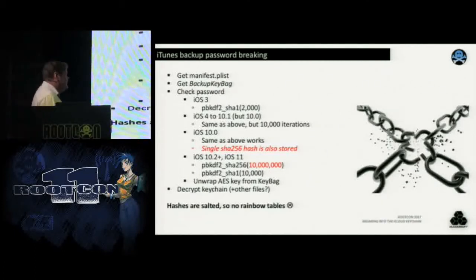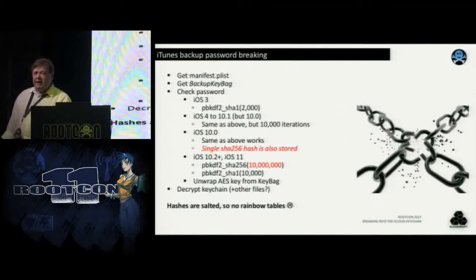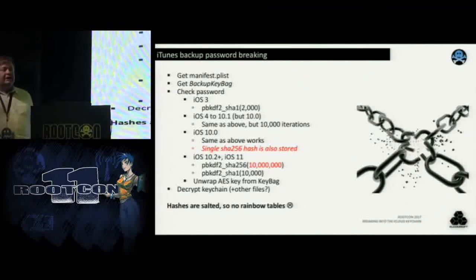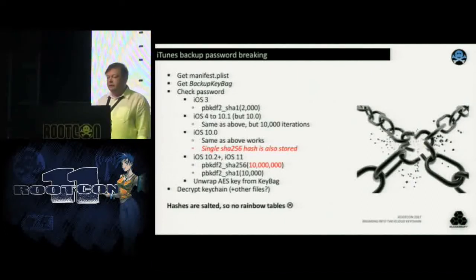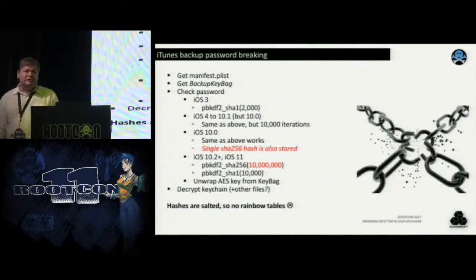It now has 10 million iterations of SHA-256, and even on an 8-core CPU, we can only check 3 to 5 passwords per minute. And with the fastest GPU available now on the market, we can get only 100 passwords per second. So that means that the password to an iTunes backup now isn't actually possible to break unless it is very short, like 3 characters, or a very simple and very common word. And there is no way to build a rainbow table because all the hashes are salted.